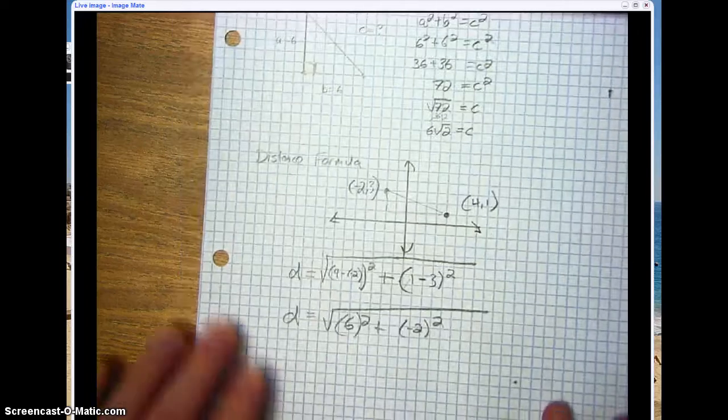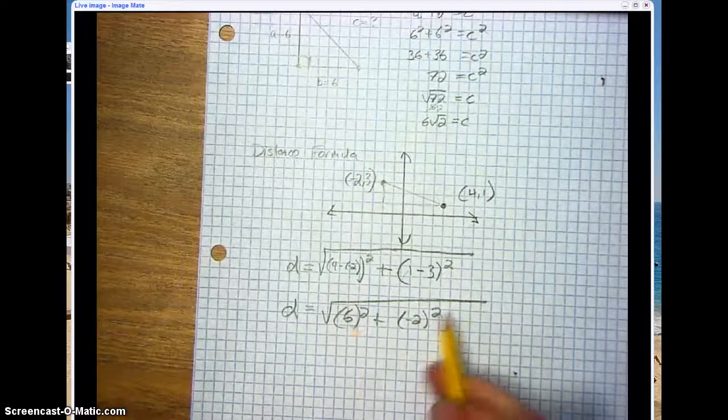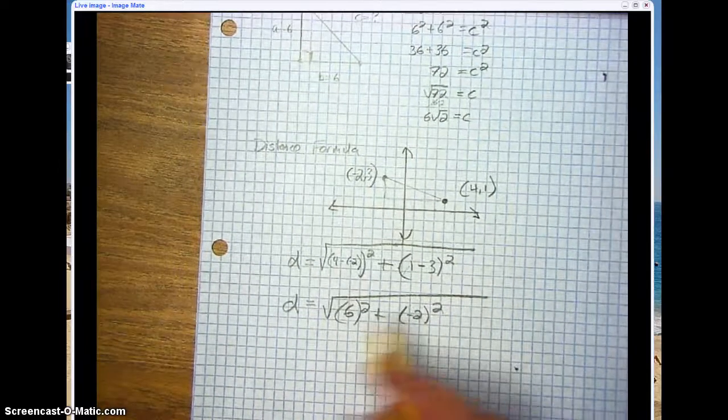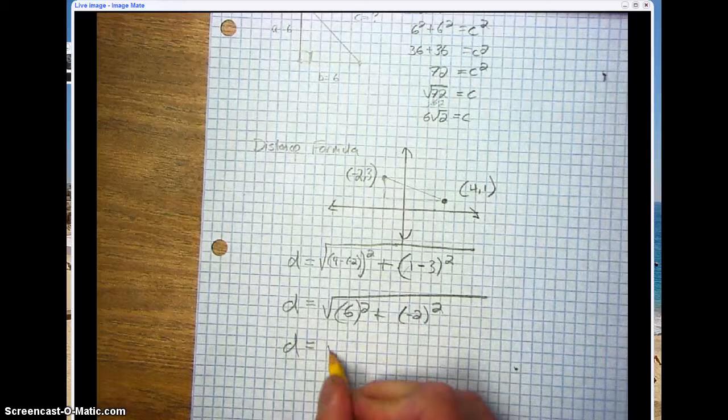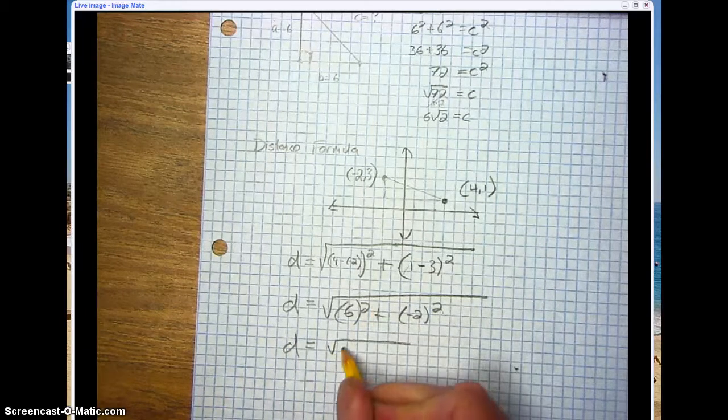squared. And you should also recognize that the minute you square something, the negatives just go away. There will be no negatives left. So we don't have to worry about negative numbers because there are no negative distances. This is 36 plus 4.